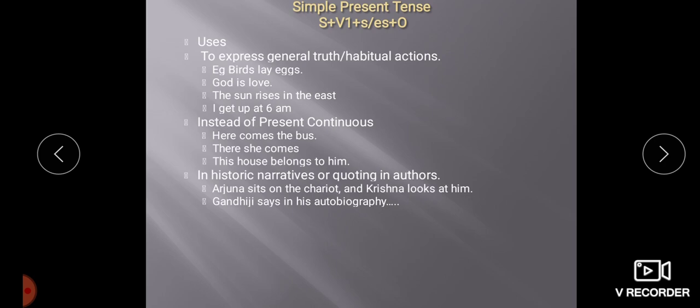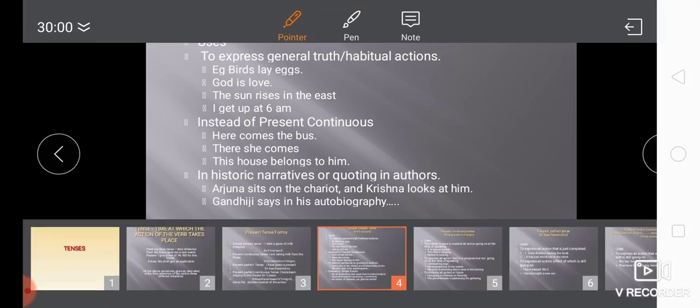In historic narratives or quoting in orders, like Arjuna sits on the chariot and Krishna looks at him, so the verbs sits and looks. Gandhiji says in his autobiography. We use it so because whatever the great philosophers and thinkers share in their words, they are valid for the whole generation, for the whole lifetime. So we cannot say that it is only meant for a particular period of time. That is why we use simple present tense for that.